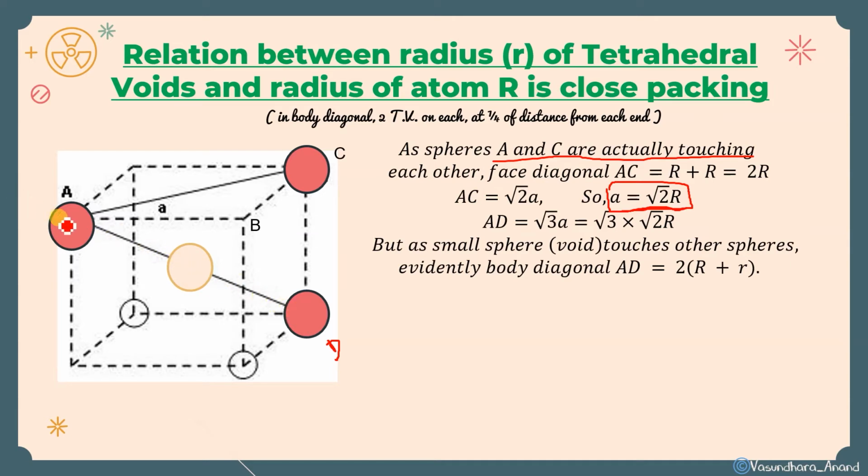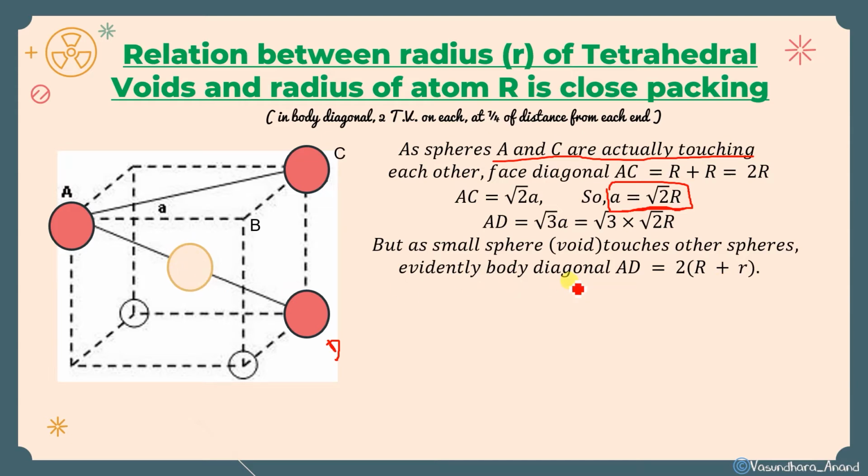This R will be capital, and this R will be small, for the void. So can I write like this? Any problem in this? Yes. This is the 2R for both the atoms, here this atom and this atom, isn't it? Yes. And this is 2R small radius, that means for the void.